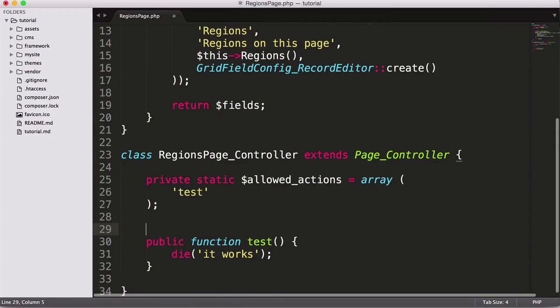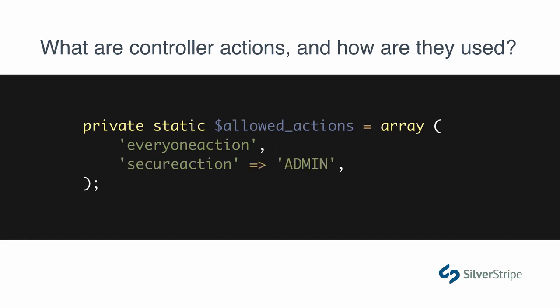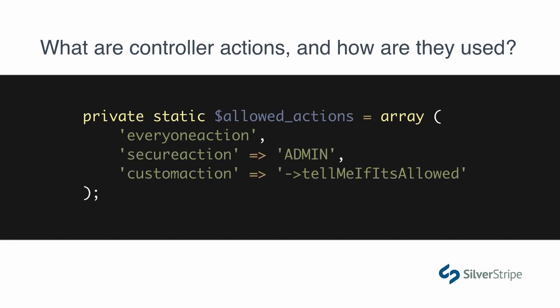Now, just as a side note, allowed actions can actually get quite complex. You can map these methods to required permission levels and even set custom functions that evaluate whether they should be accessible at runtime, which is really useful for complex controllers. In this case, we just want to make sure that anyone can invoke the test action.